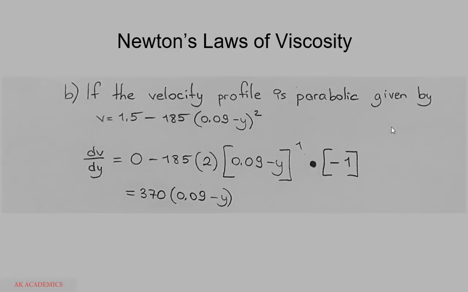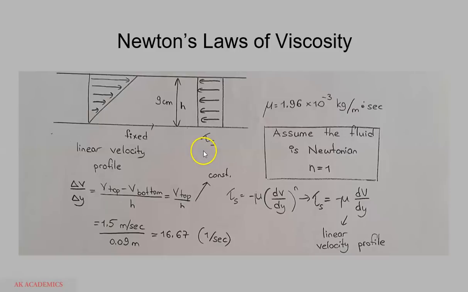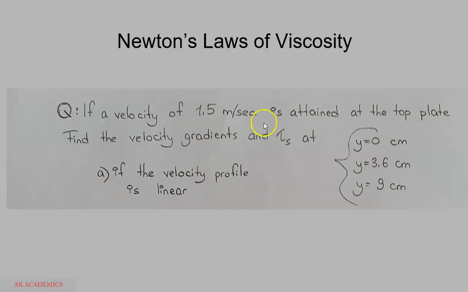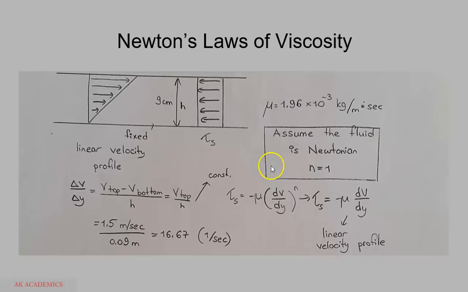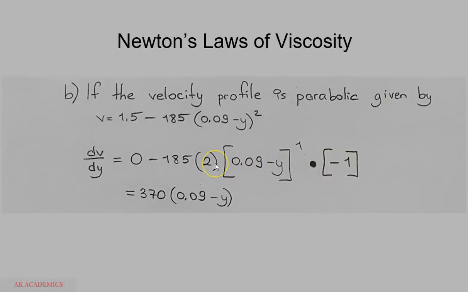Then there is a B part of the question that says, find the velocity gradient and of course the shear stress if the velocity profile is parabolic given by this expression. In the initial question, we were told that we should find the shear stress if the velocity profile is linear for these various heights. Now we are told in the B part to find the shear stress if the velocity profile is parabolic given by this equation.